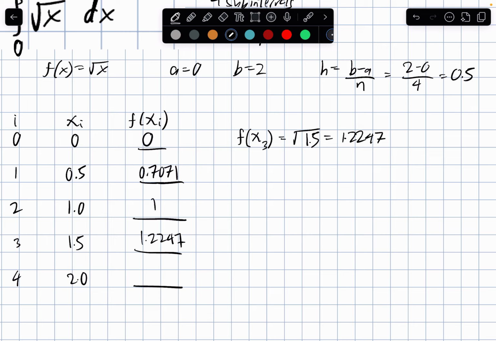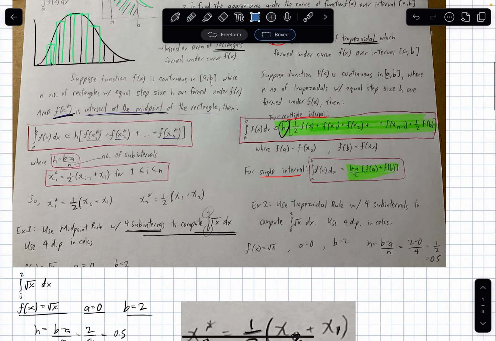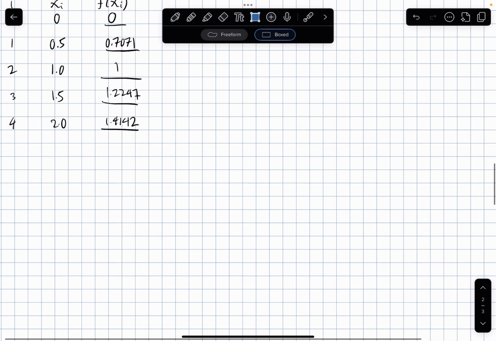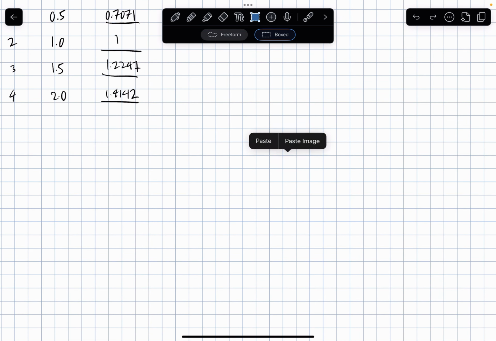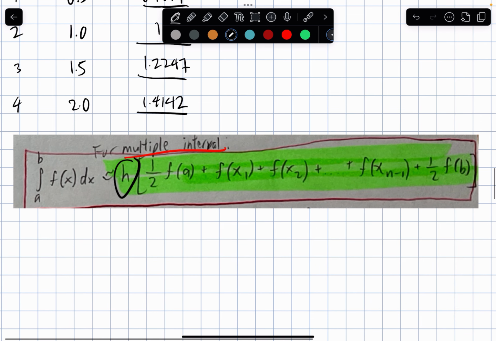And then, for f of x sub 4, magiging 2 ito. So that's going to be 1.4142. Okay? So we are done with the iterations table. Let's bring out now our formula. Siguro unahin muna natin ng multiple interval. Then later, if ever we have to solve it using single interval only, try natin din.